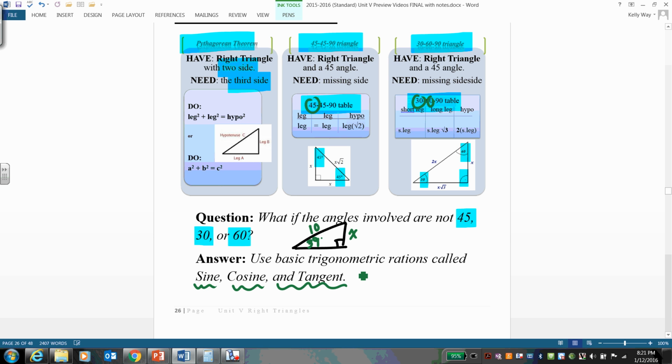Now, those are fancy words for something super simple. Don't let this freak you out. In fact, right now, let's get this out of the way. All 3 of these, all they are ratios, right? Behold, a ratio. You know them as fractions. It's okay. You've seen this before, I promise.